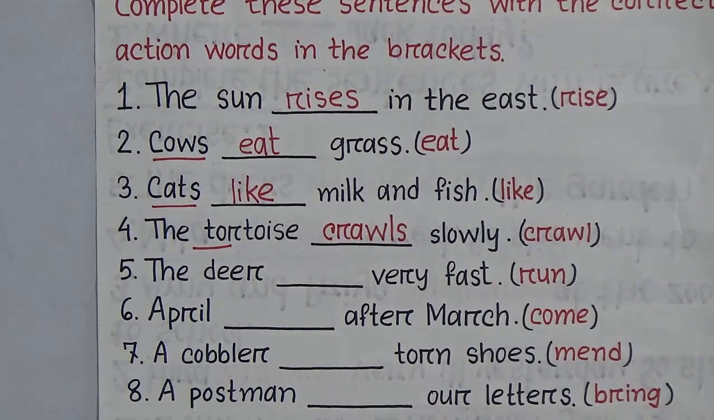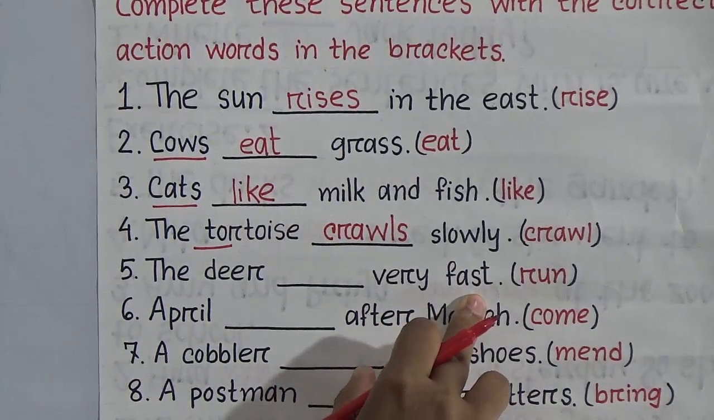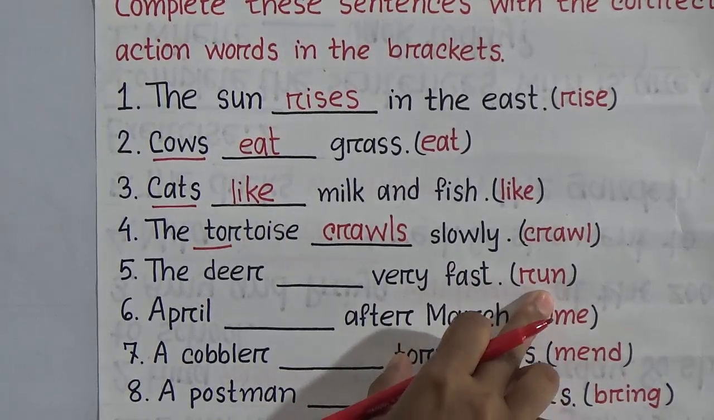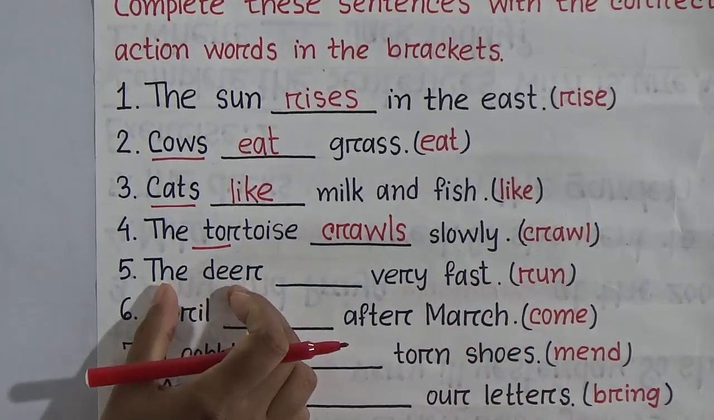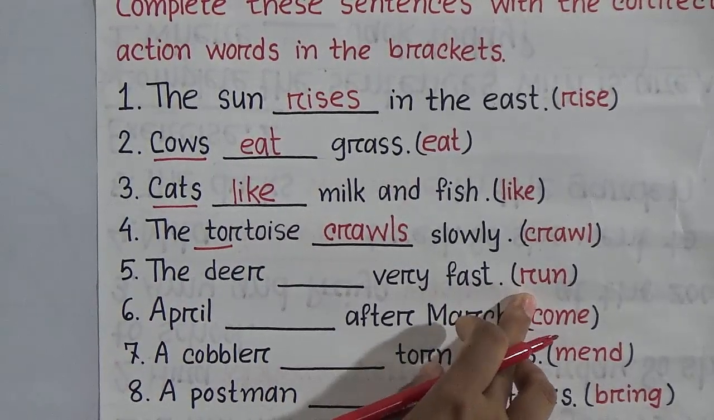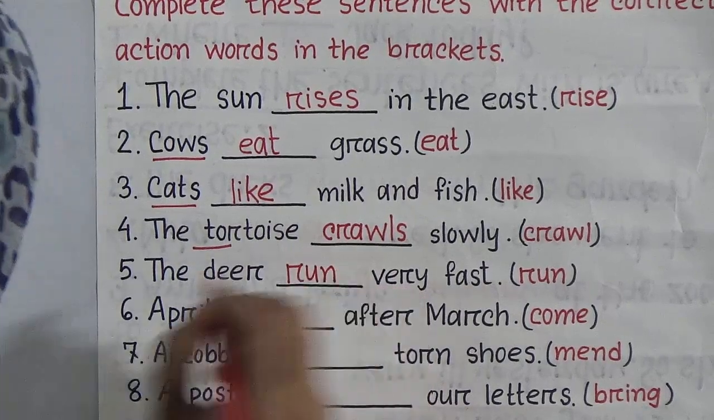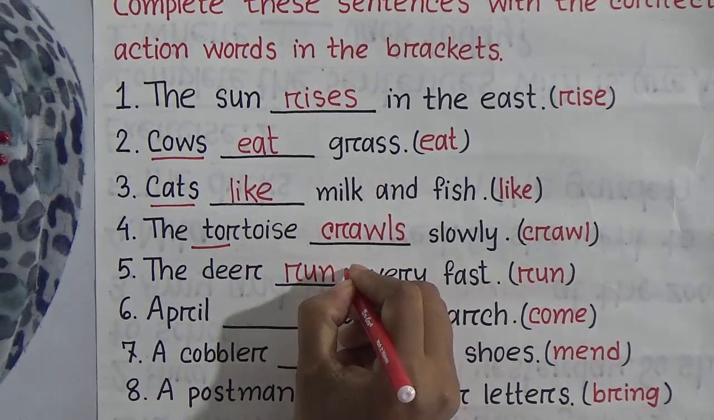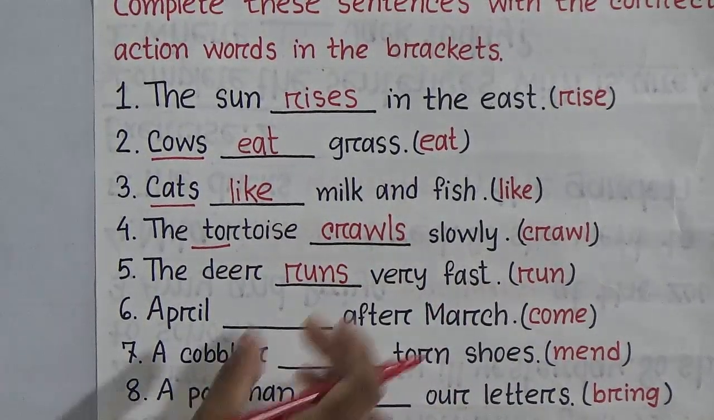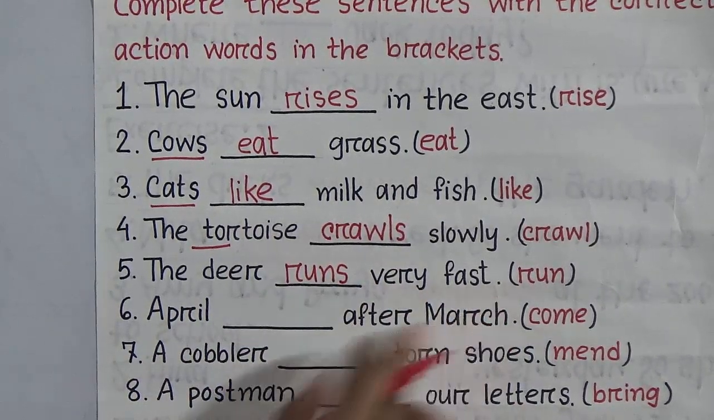Now come to number 5, the deer dash very fast. Here our given word is run. Here we find again the singular subject. So definitely we have to use a singular verb. So for the singular verb, the given word is run and you have to use an extra s. So the word is runs. The deer runs very fast.